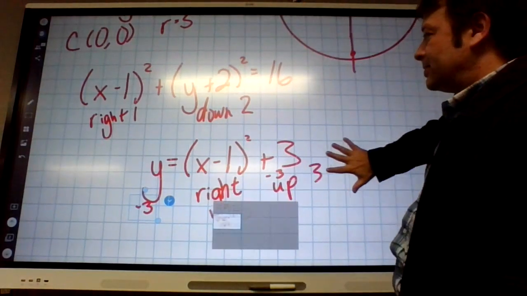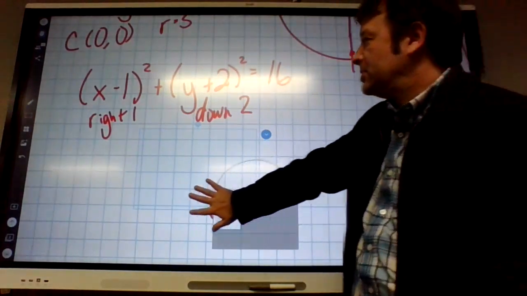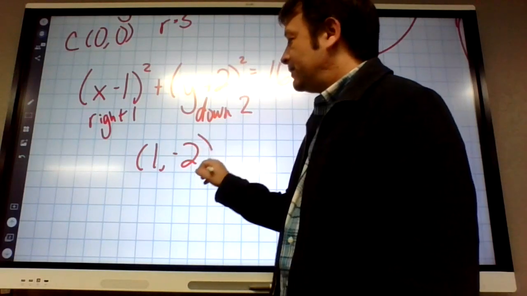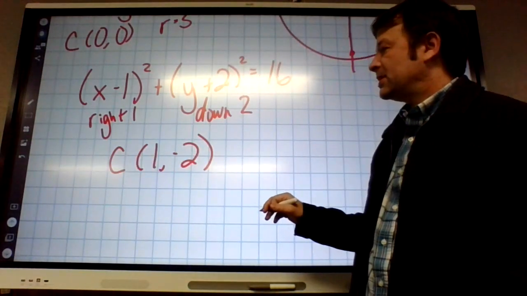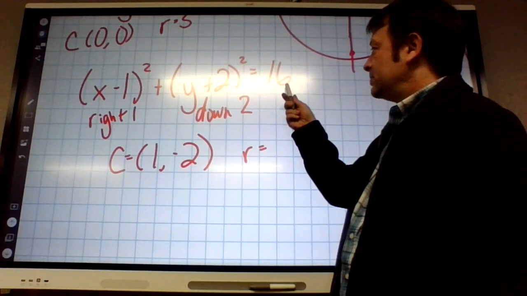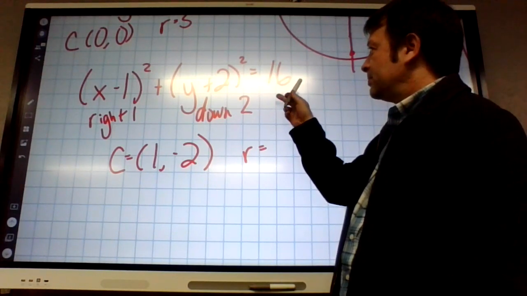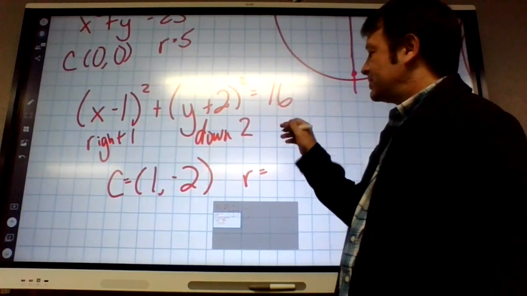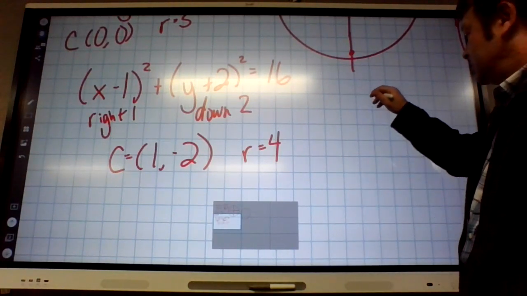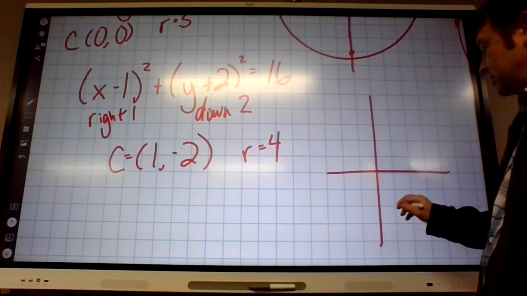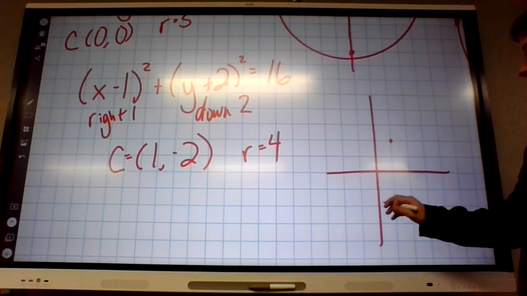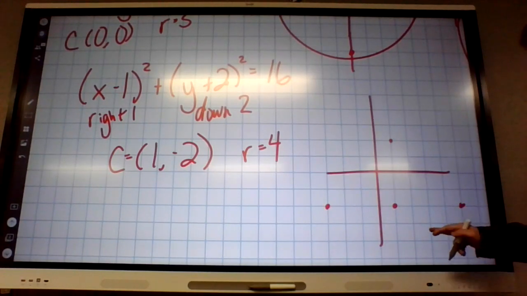So the center of this circle would be right 1, down 2. So it would be at 1, negative 2. That's the center. And the radius of the circle would be what? The square root of 16, so the radius would be 4. If we had to graph it, you go to 1, negative 2. That's the center. And then you just go 4 in every direction. So 4 up, 4 left, 4 right, 4 down.